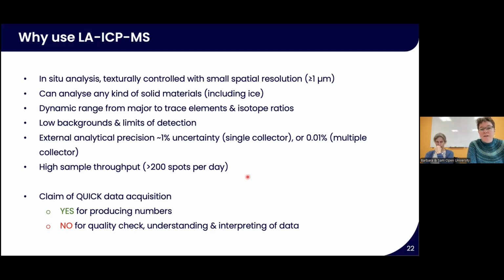And you can have a very high sample throughput of more than 200 spots a day. But I think even these days, it can go up to the thousands. And therefore it is often said, oh, you can get quick data very easily. And I always say it's possible to get quick numbers, but quick data is a bit of a false promise here, because to do the data reduction and check your data and understand it and make interpretations, that still takes a lot of time.